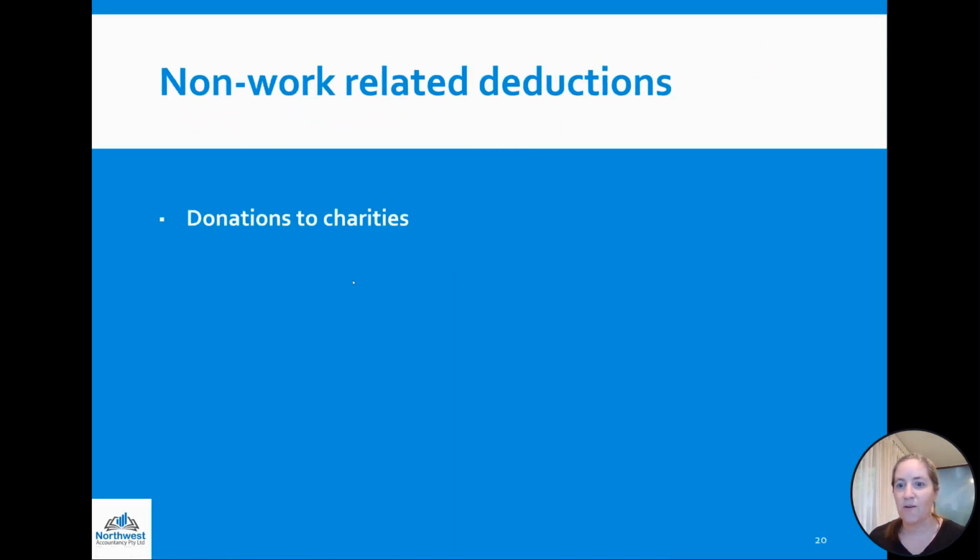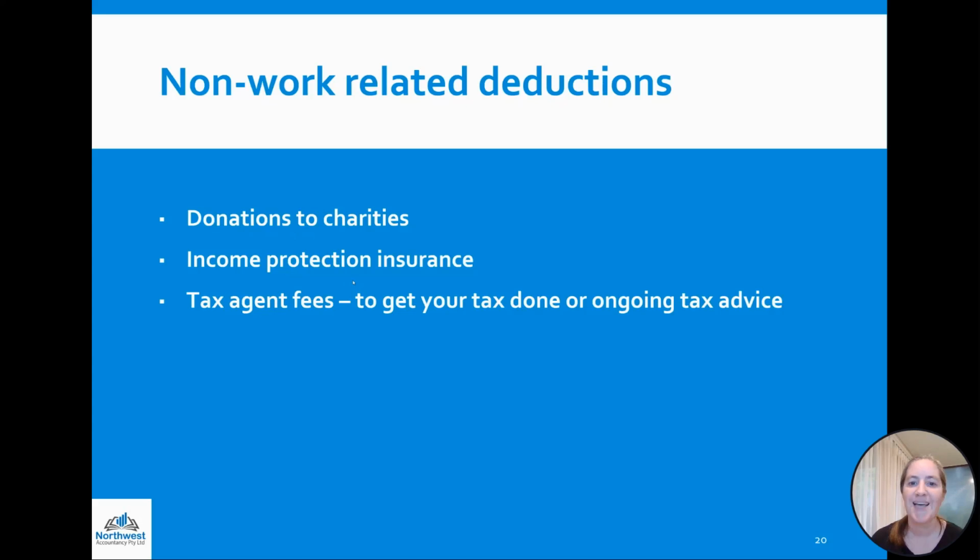Awesome. So here are the non-work related deductions. This is where the other things that can come in that are not specifically work related. So donations to charities, income protection insurance, tax agent fees. So coming to see us in our office to get your tax done or ongoing tax advice. Also, keeping your tax records organized.